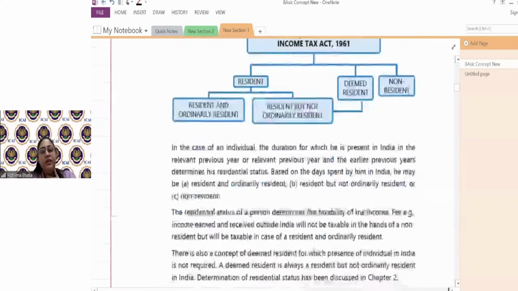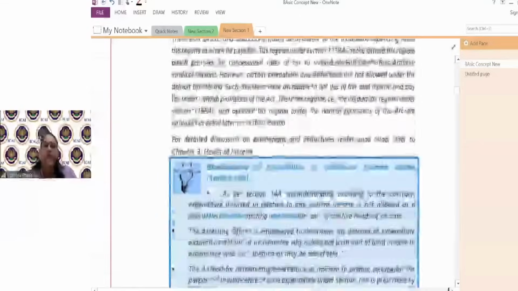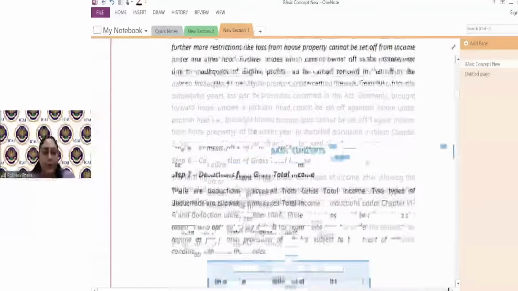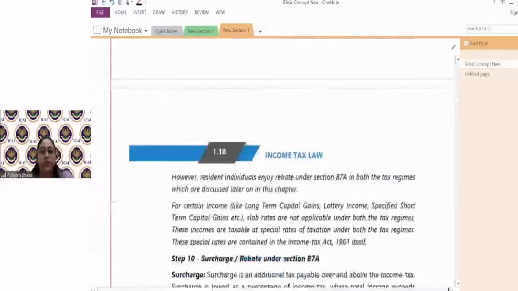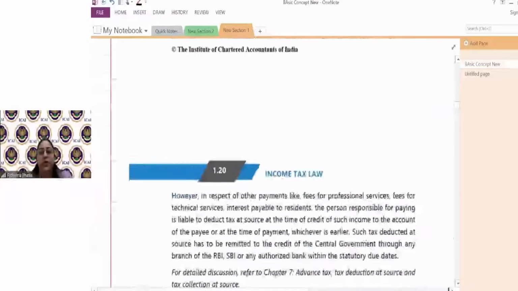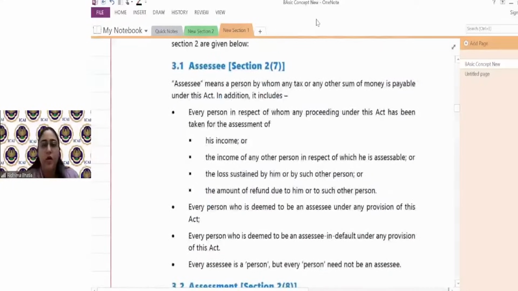Now we will understand with the definitions when we will join after the break, sorry. We will start with the definition of assessee. So see you back after the break.